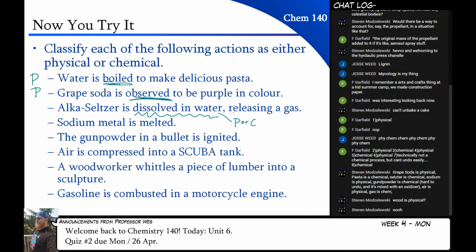And the reason for that is because you've released a gas. This is the important one that tells you what is going on here.